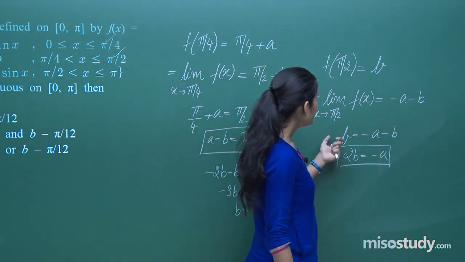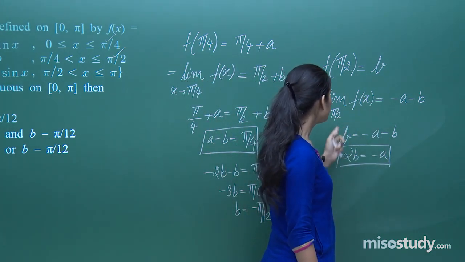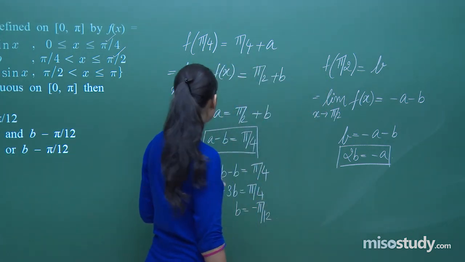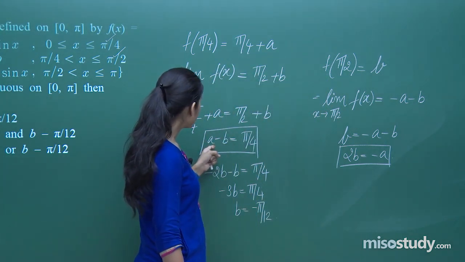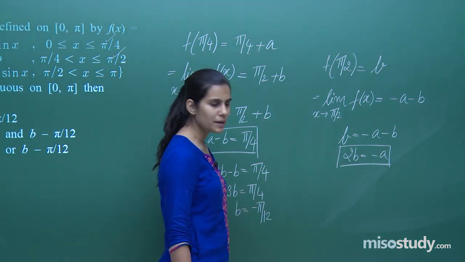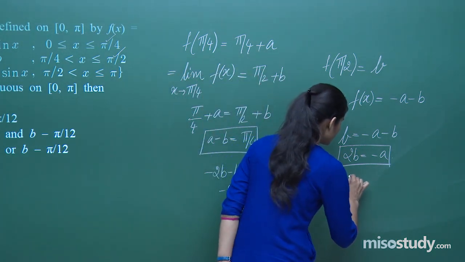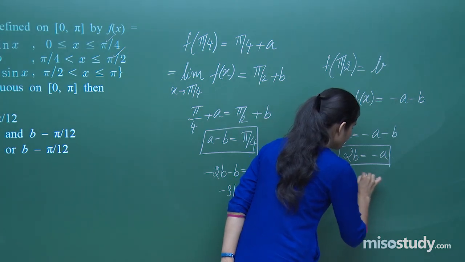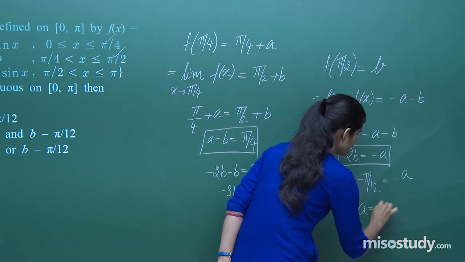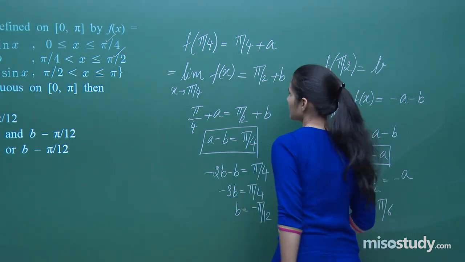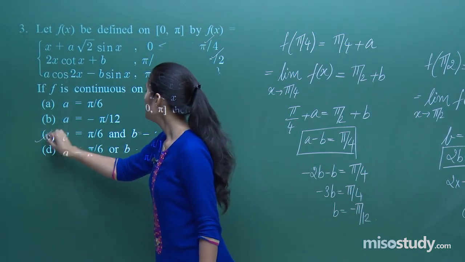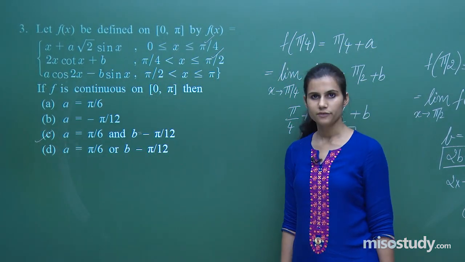If I am getting b is minus a minus b, I am getting b plus b, that is 2b is minus a, or a is minus 2b. Right? If a is minus 2b, I am getting minus 3b equals pi by 4, so b is minus pi by 12, and in that case a is what? Minus pi by 12 equals minus a, so a is pi by 6. So a turns out to be pi by 6 and b turns out to be minus pi by 12.